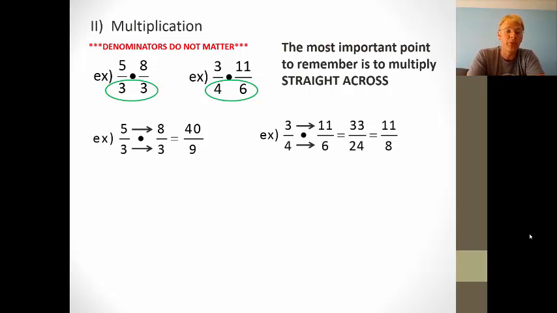My other example, 3 over 4 times 11 over 6. I multiply straight across and I get 33 over 24. However, 33 over 24 can be reduced. Both are divisible by 3, so I would simplify that to 11 over 8 there. Multiplication is the easiest one. Like I said, you just have to multiply straight across and make sure you simplify.